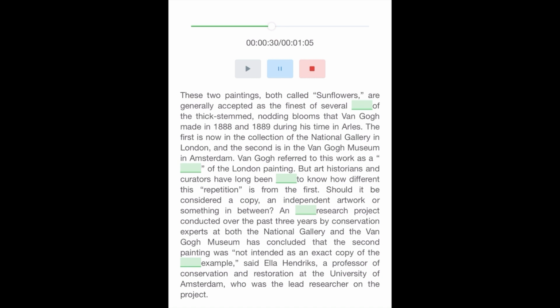But art historians and curators have long been curious to know how different this repetition is from the first. Should it be considered a copy, an independent artwork, or something in between? An extensive research project conducted over the past 3 years by conservation experts at both the National Gallery and the Van Gogh Museum has concluded that the second painting was not intended as an exact copy of the original example, said Ella Hendricks, a professor of conservation and restoration at the University of Amsterdam, who was the lead researcher on the project.